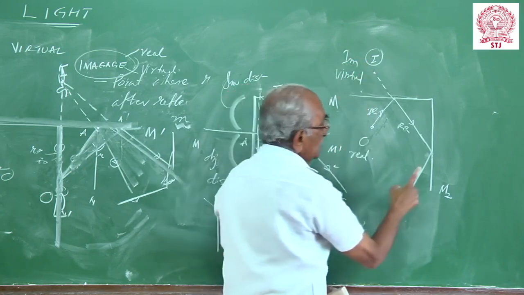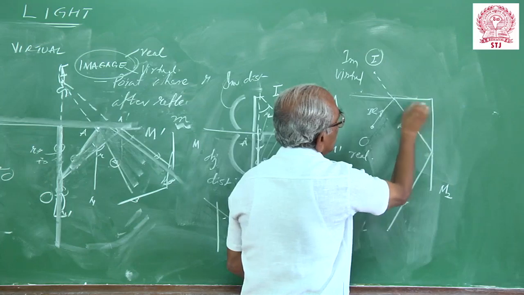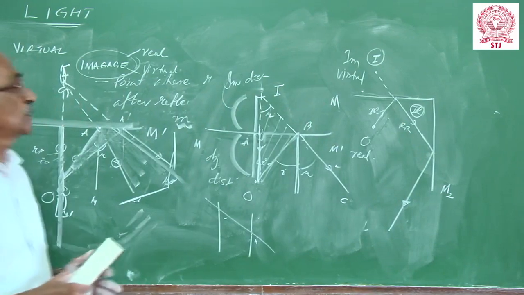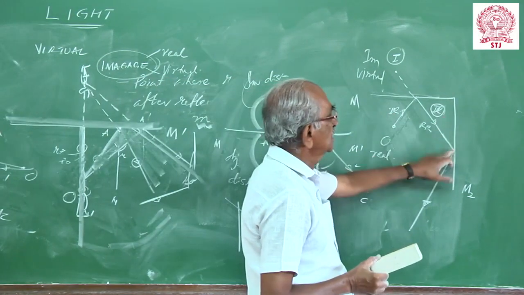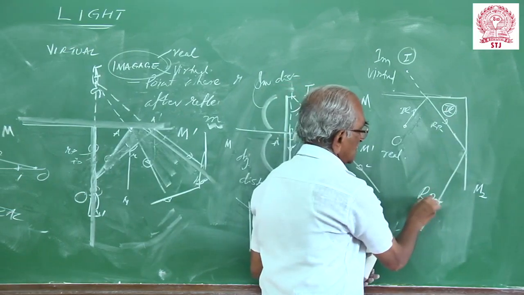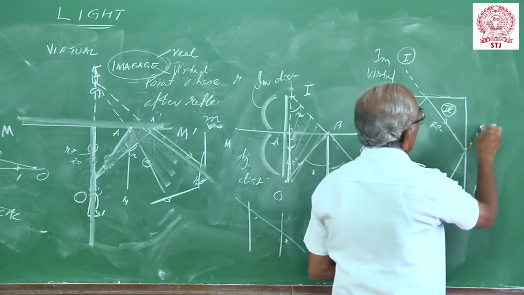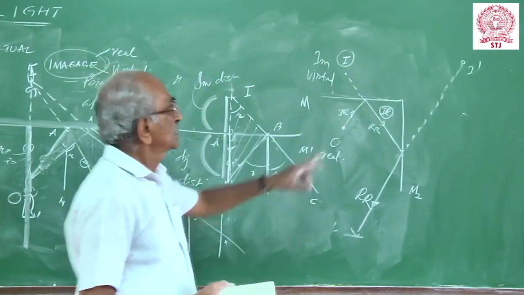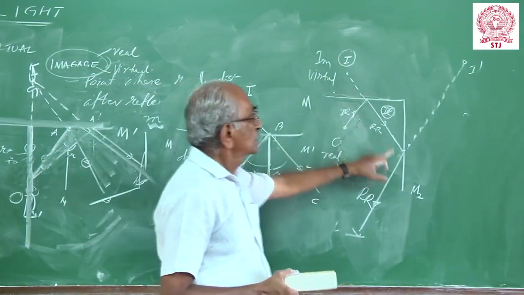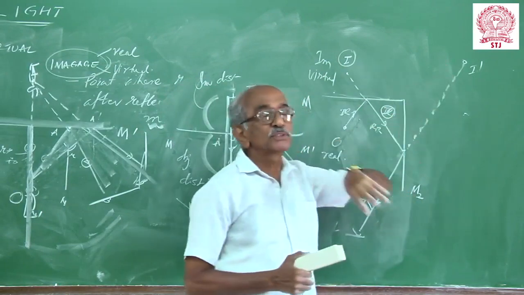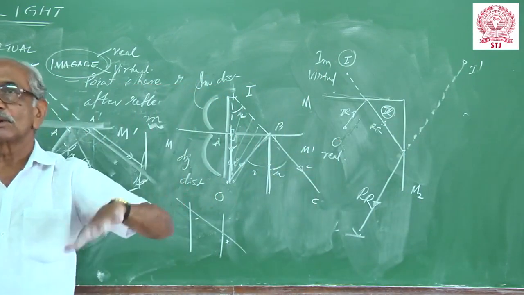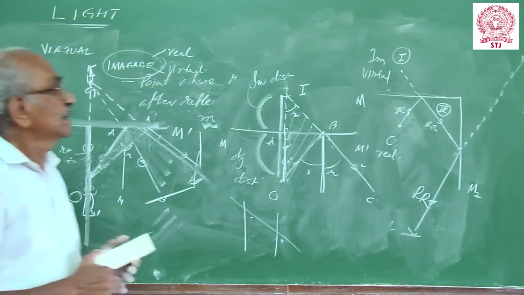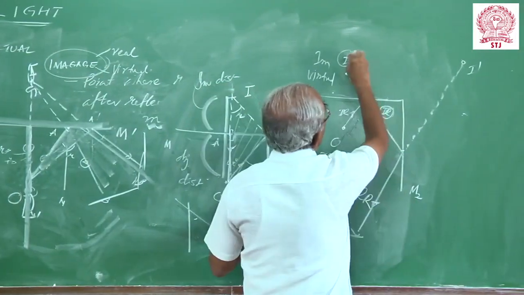Now, for this mirror, this has become the incident ray. The incident ray means the ray that falls. We don't mind where it comes from. So this falls here, therefore it is an incident ray, and this is corresponding to it. So if you keep your eye here, you see an image. So for this reflection, there is an image. For this reflection, there is an image. You can generalize this. There are as many images as there are reflections. So multiple reflections mean multiple images.